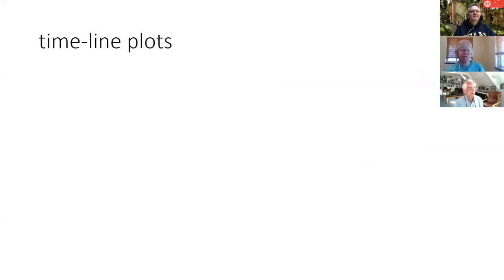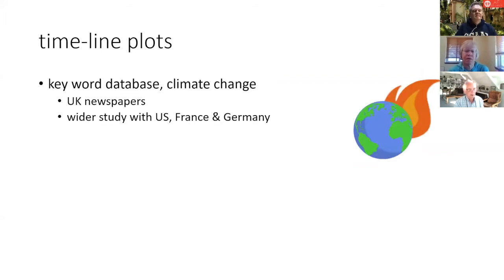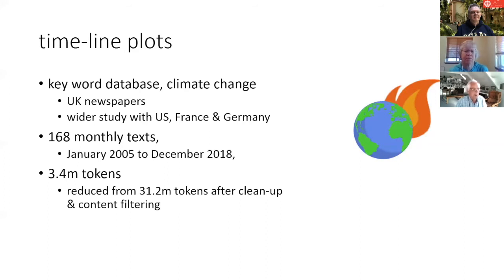Back to timelines and timeline plots. I'm working with my colleague and friend Rainer on a database of climate change, which is a study involving UK newspapers with US newspapers, French newspapers, and German. The data I'm going to be talking about now is going to focus on the UK newspapers, which I'm working with at the moment. There are 168 monthly texts. That starts in January 2005 and goes through to December 2018.